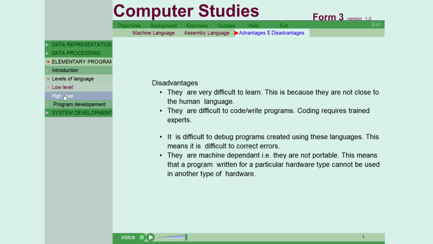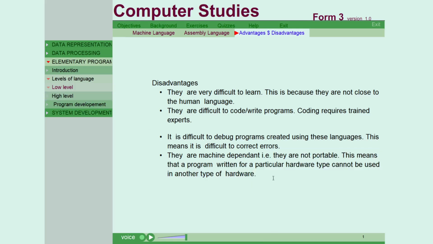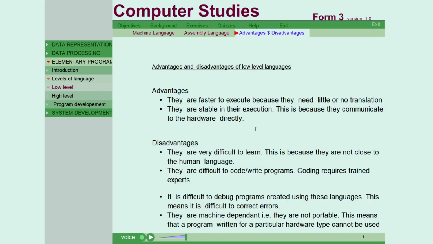Advantages and disadvantages of high-level languages. Advantages of high-level languages are: they are user-friendly because they are nearer to human language. They are easier to learn. They require less time to code. They are portable, that is, machine independent. They are easy to debug, and they are flexible, hence enhancing creativity.